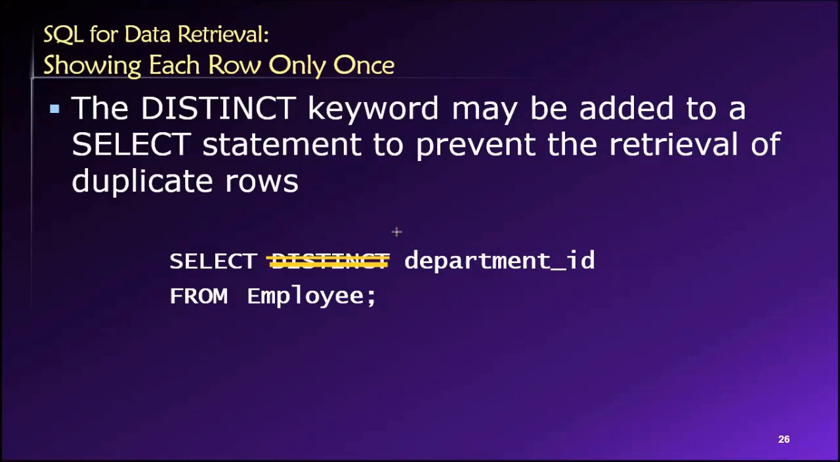I might get duplicate department IDs. So if I have more than one employee per department, I would get many duplicates. But with the distinct keyword there, I'm only going to get those unique or distinct values of department ID, in this case, that appear in our employee table. So let's see a little live demonstration of that.